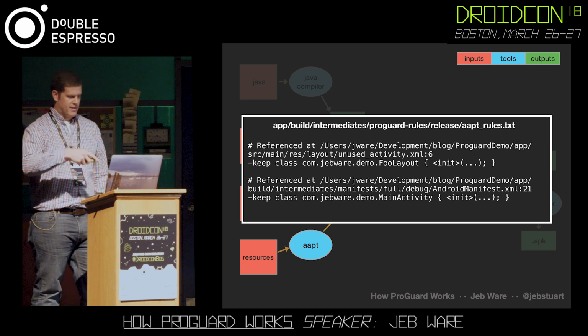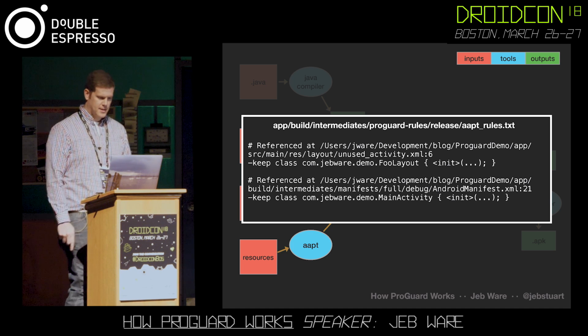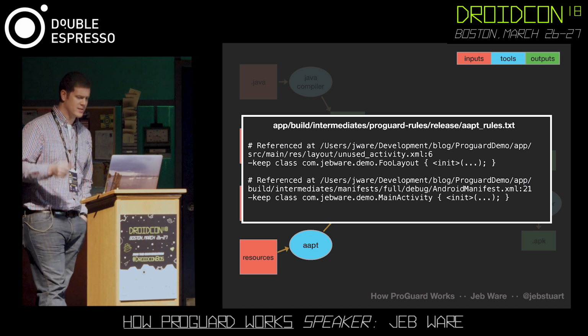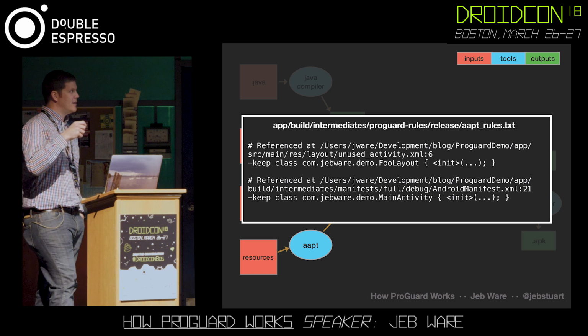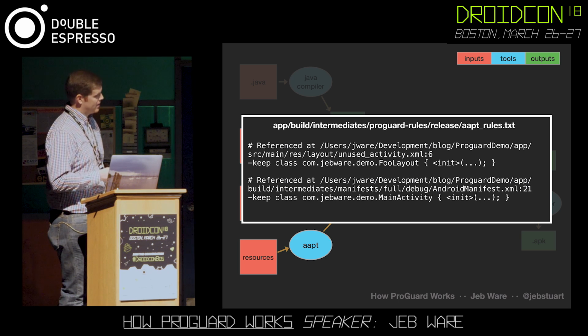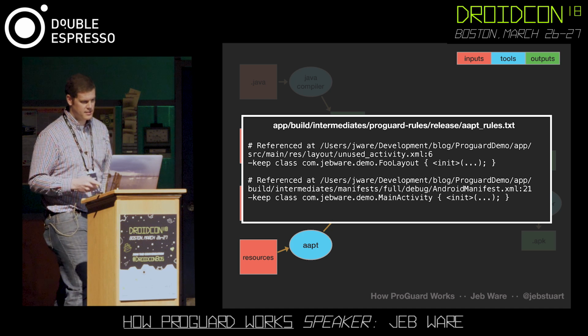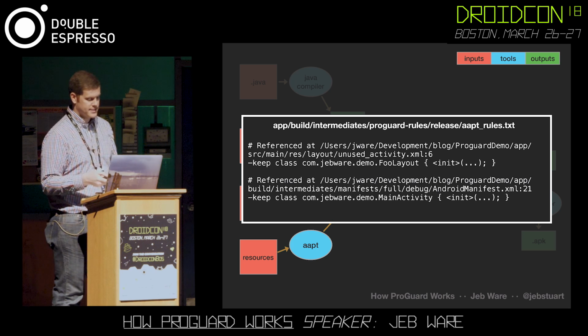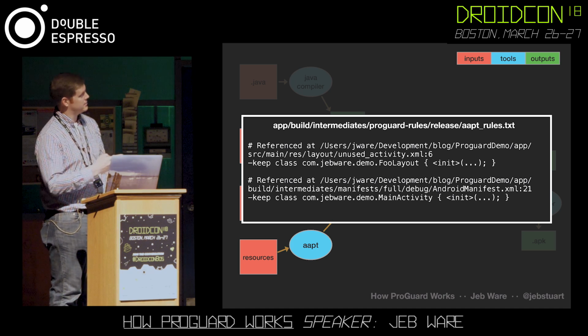On-click methods in your layout files will make a rule to keep those. If you want to see all of the config rules from all of these places that are getting added in with AAPT, if you want to see that on its own, that's in your build intermediates folder. It's up at the top there.